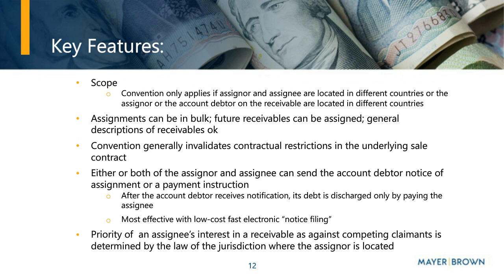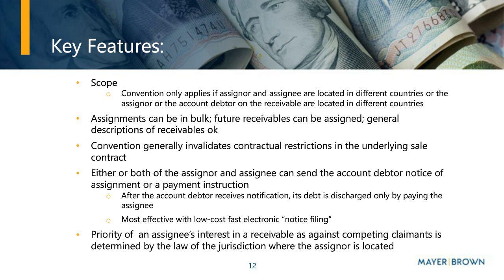Let's dive into some of the key features of the convention. With respect to its scope, the convention only applies if the assignor and assignee are located in different countries from one another, or the assignor, which is the seller, or the account debtor on the receivable are located in different countries. So this is the threshold eligibility requirement for application of the convention.